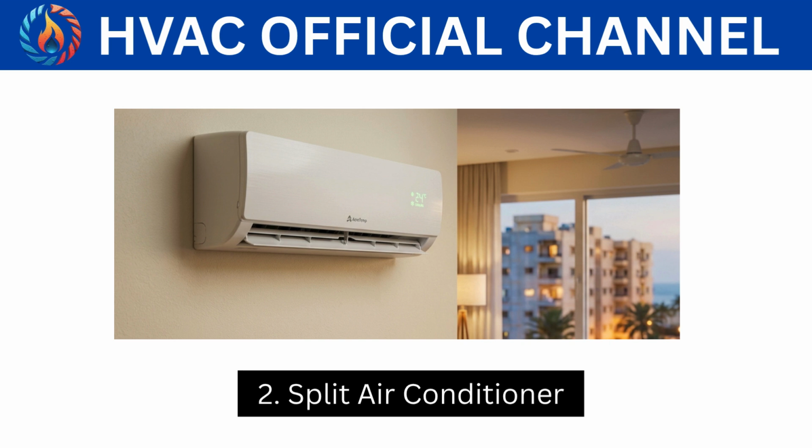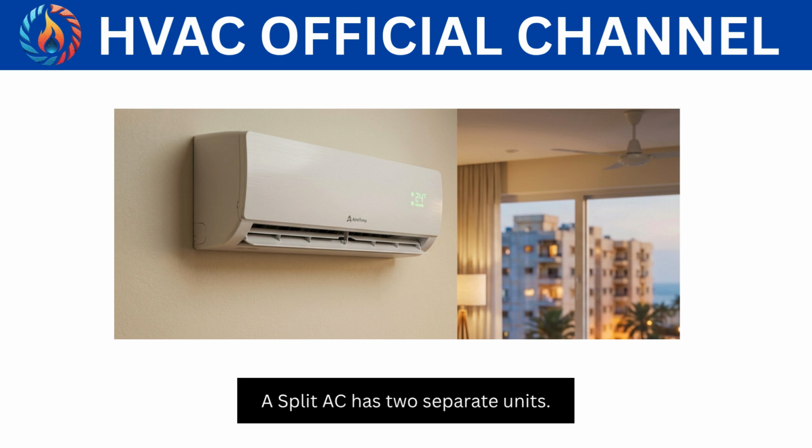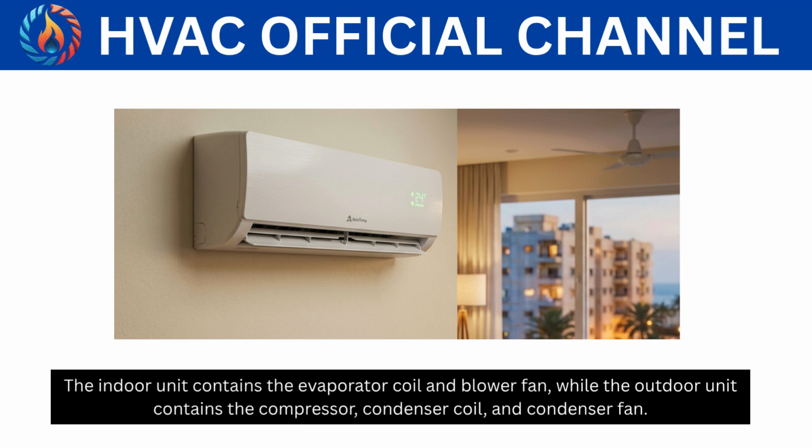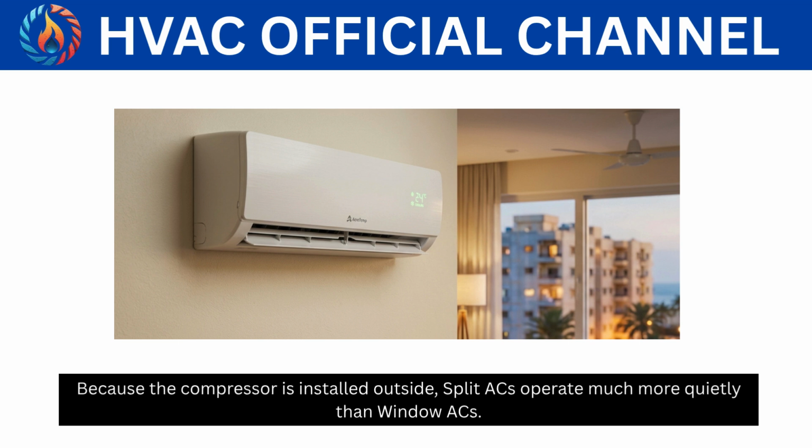2. Split air conditioner. The second and most popular type is the split air conditioner. A split AC has two separate units. The indoor unit contains the evaporator coil and blower fan, while the outdoor unit contains the compressor, condenser coil, and condenser fan. Both units are connected by insulated copper refrigerant pipes and electrical wiring. Because the compressor is installed outside, split ACs operate much more quietly than window ACs.